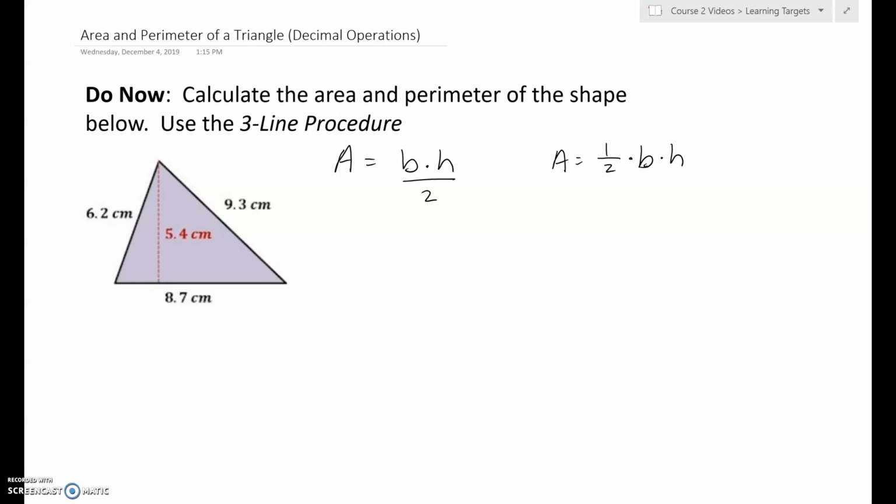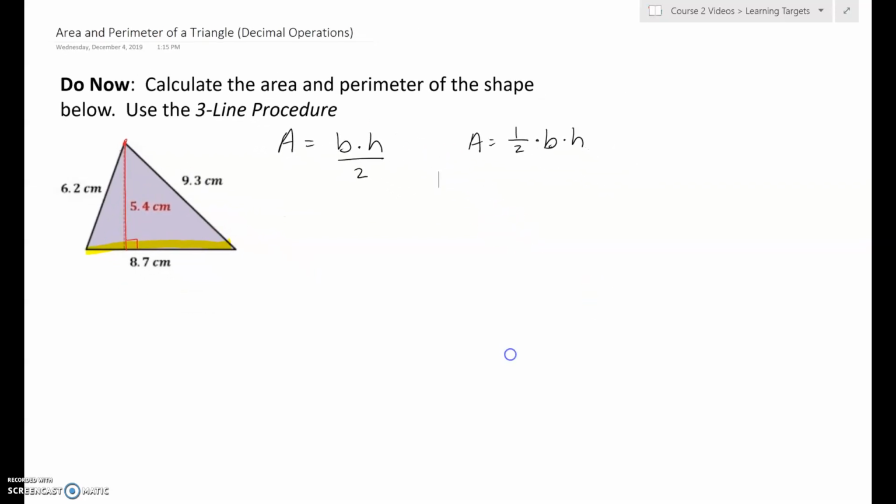And so what we need is the base, which is here, the base of the triangle, and the height, which connects the vertex of the triangle to its base at a 90-degree angle. So the height is 5 4/10. The second line is to rewrite the formula, plugging in these numbers. So 5 4/10 for the height times the base, which is 8 7/10, and we're multiplying. And then when we get that number, we're going to divide it by 2.